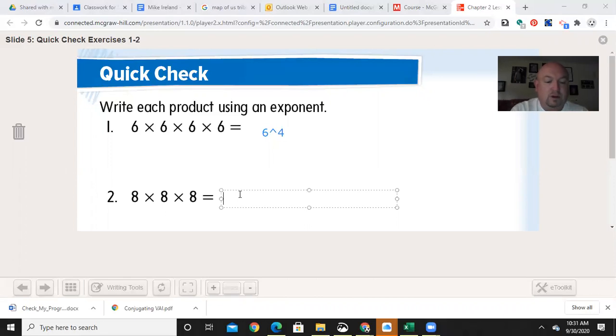What's my base number? What number do I keep multiplying? 8. That's my base. My exponent is 3. There are 3 8s. Another way to do it is you write your base number. If you're doing this handheld way, this is the way I want you to do it. And then you just write 6 to the 4th power. The 4 should be up higher. Even if it's a little higher, it's all right. But it should not look like a 64. Over here, I have an 8.